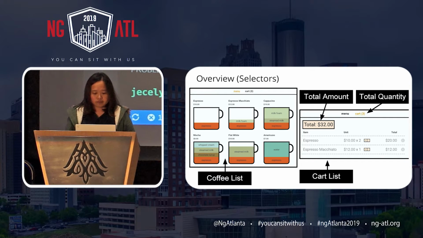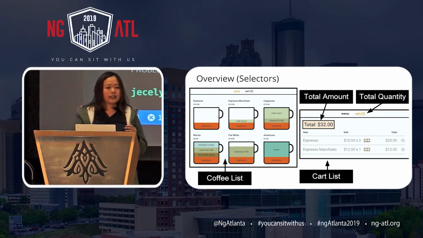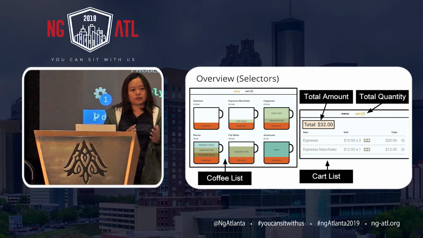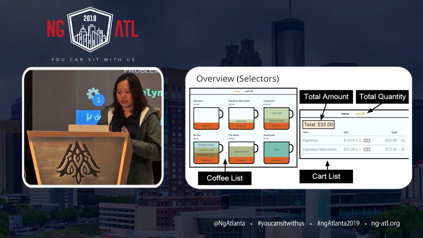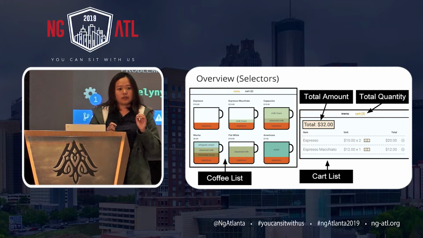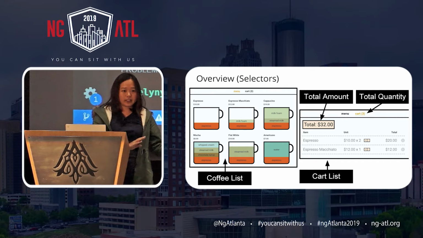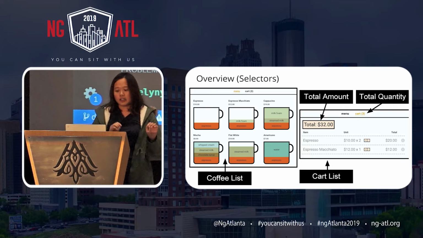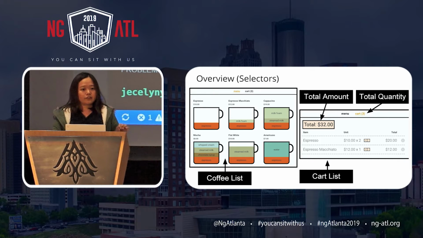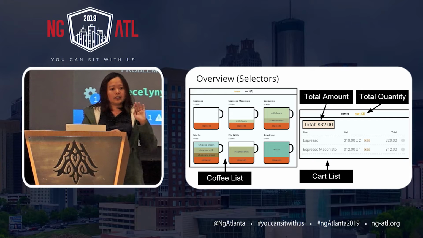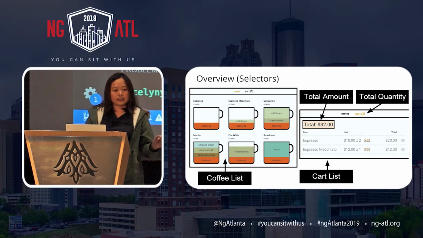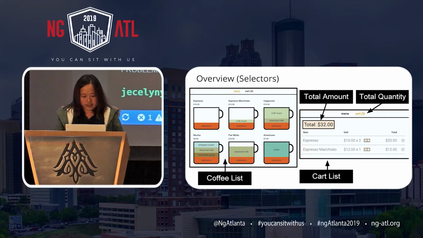Okay? So how do we inject this coffee service in? If you are using NgRx, there's no way for you to inject a service in your reducer. You can inject your service in an effect if you're using NgRx, but not in your reducer. NgXS is slightly different, so you have a state file. In the state file, you can inject your service in and use that service. So in here, what I will do is inject my coffee service in.